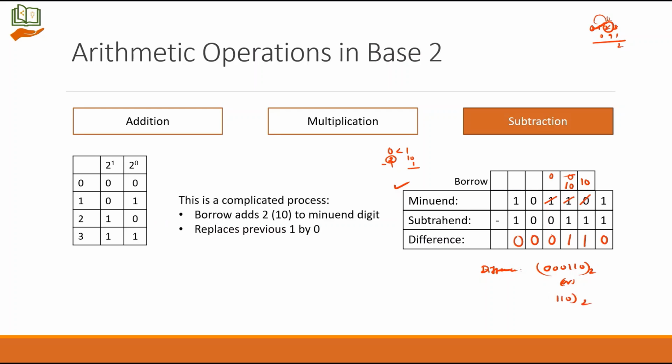This subtraction is a complicated process compared to addition and multiplication. What kind of complication is it adding? It borrows 10, that is 2, to the minuend digit. So which digit is here? Minuend. So it is borrowing 2 and replaces the previous 1 by 0. Whatever I did here, that is what is explained in words. So you can ask me, borrowing is a simple thing, replacing 1 by 0 is a simple thing, everything is simple on paper and pencil. When it comes to digital, you have to make computers work according to it. So as of now, we will just wind up with these operations.